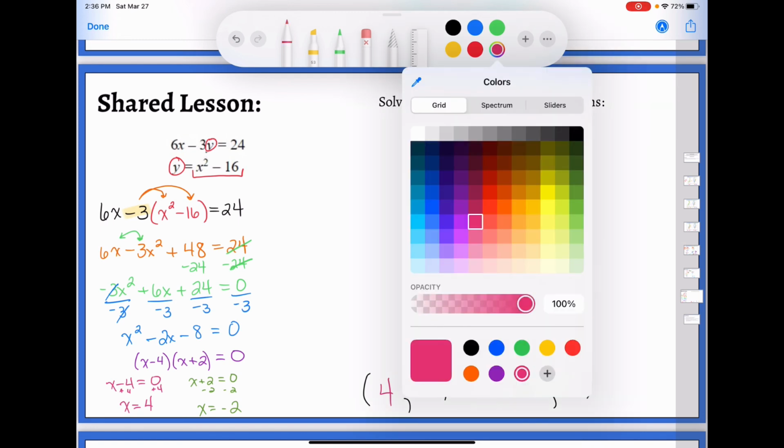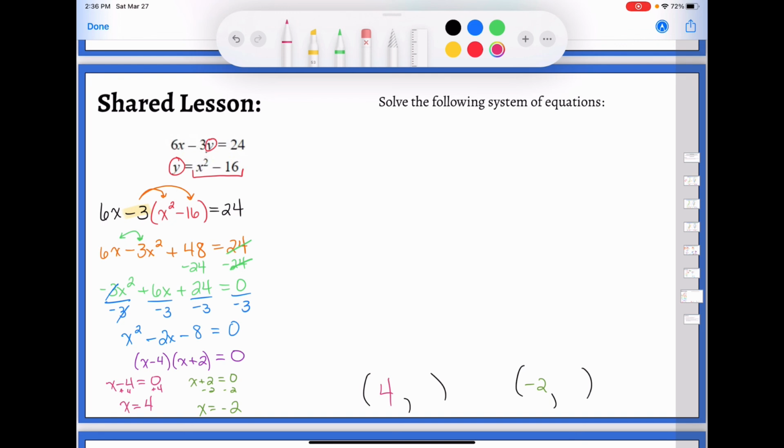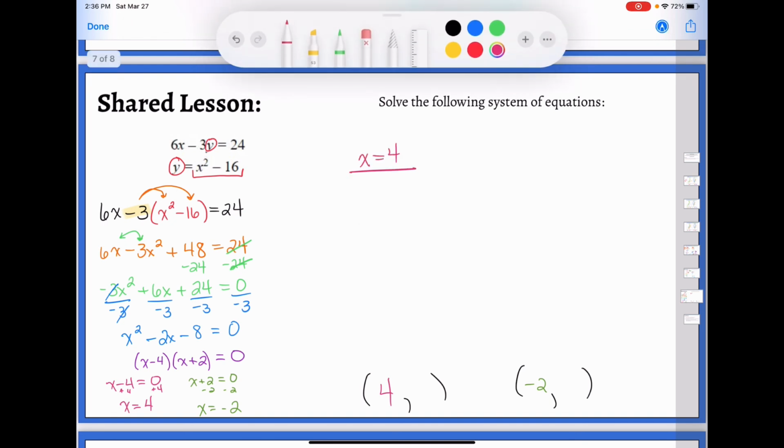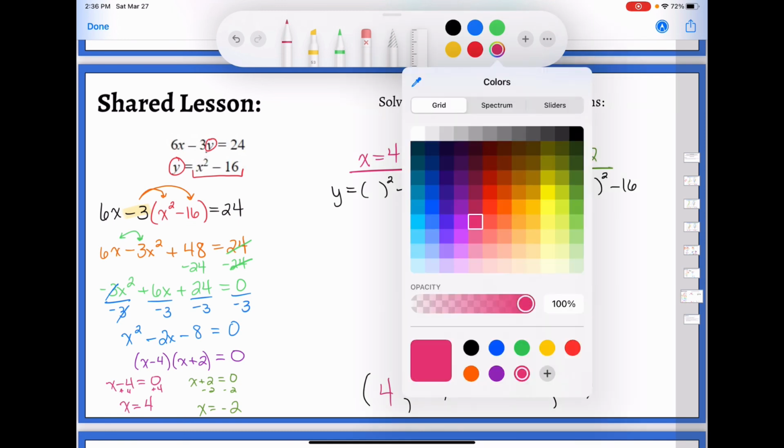Now I need to figure out my y's for each one. So the first possibility is x equals 4. And my second possibility is x equals negative 2. Now technically, again, you can use either equation to plug into. I think I'm going to use the bottom equation. I know it's the quadratic, but it's already set up as y equals, so I'm going to plug it into that one. So I'm going to plug in my 4 into the x squared minus 16, and then I'm going to plug in my negative 2 into the x squared minus 16. Start with the 4.